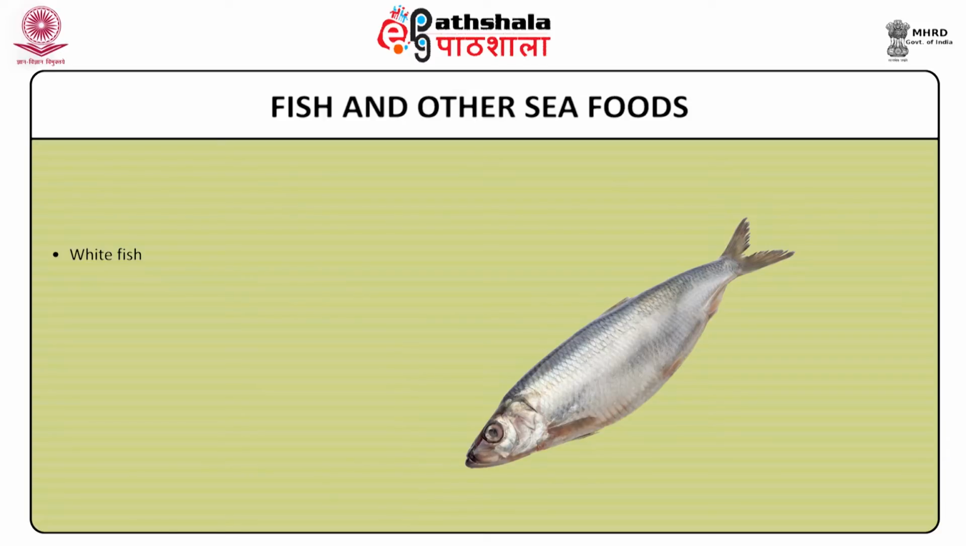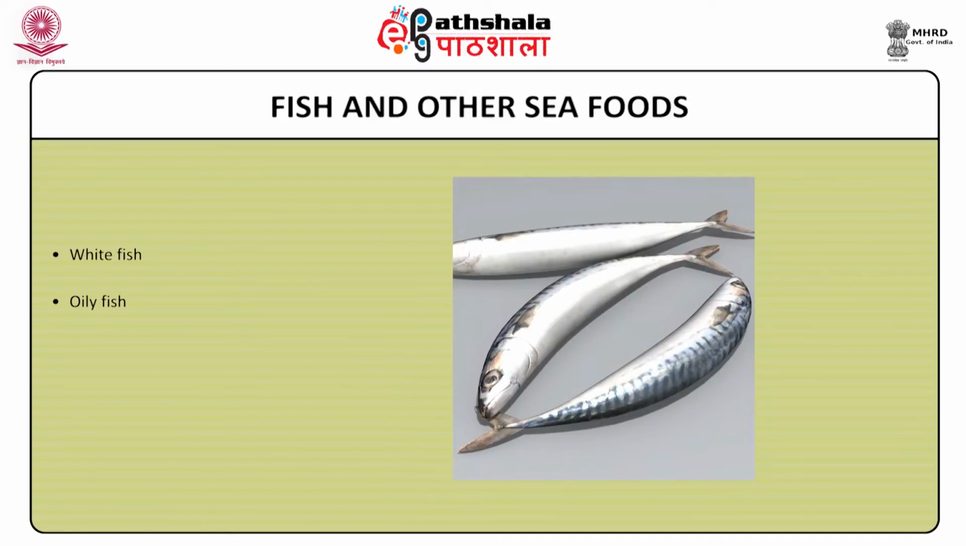Examples are pomfret and sole. Oily fish, which are mainly round fish and contain fat all over the body. The amount of fat varies from 1.5% to 20%. These fishes are often pigmentous and tend to be surface fish. Examples are mackerels and sardines.